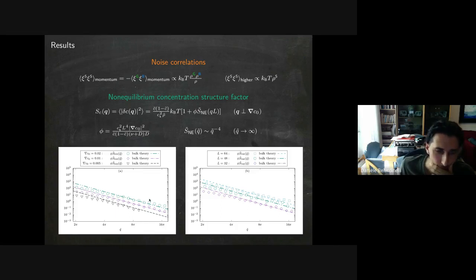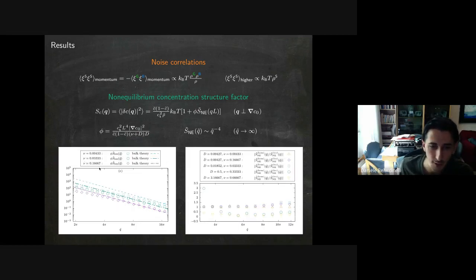The results we found are in perfect agreement with the expected power law behavior, as we can see here for different values of the background concentration gradient, here for different values of the wall-to-wall distance L, and here for different values of the kinematic viscosity nu. Regarding this point, the dependence on the viscosity is more subtle than how it appears here. Indeed, the importance of the mode coupling with respect to the inhomogeneity of noise depends on the transport coefficients nu and d, as in the factor phi here.